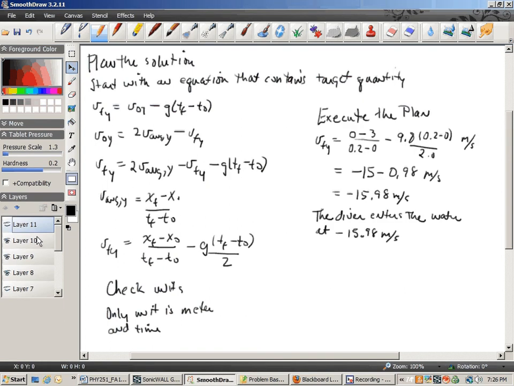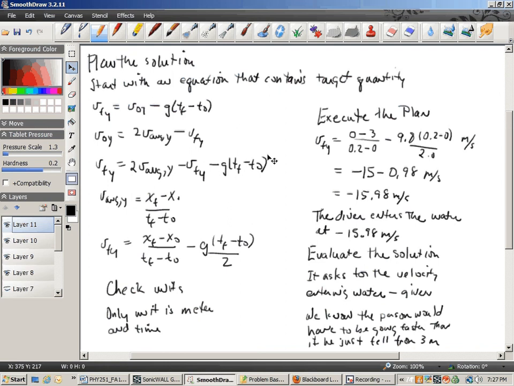Now we're on to executing the plan. So I'm going to take my final equation and substitute my numbers. The final position is 0, the initial position is 3, and the time is 0.2 minus 0, minus 9.8 times 0.2 over 2. And the answer is minus 15.98 meters per second. So the diver enters the water at minus 15.98 meters per second.